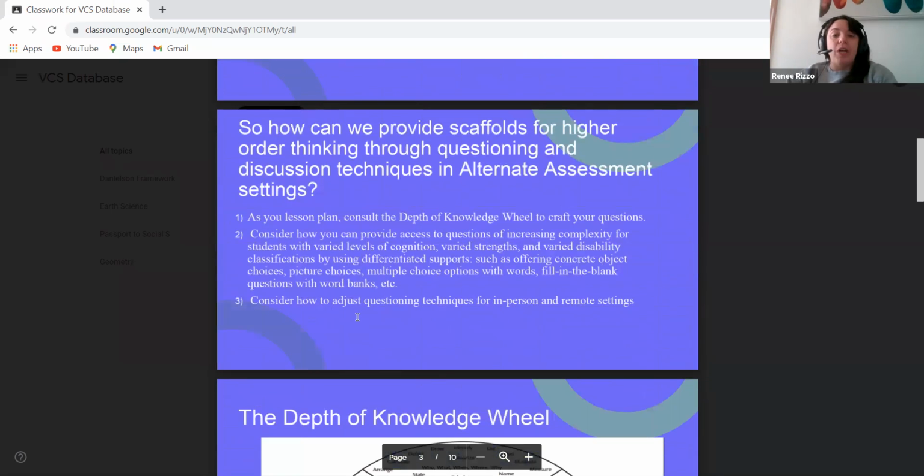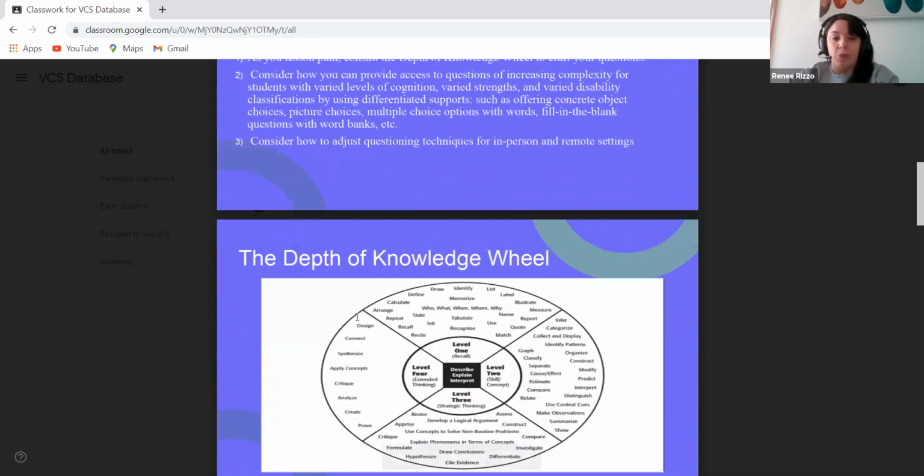So how can we provide scaffolds for higher order thinking through questioning and discussion techniques in alternate assessment settings? As you lesson plan, consult the depth of knowledge wheel to craft your questions. Consider how you can provide access to questions of increasing complexity for students with varied levels of cognition, varied strengths, and varied disability classifications by using differentiated supports, such as offering concrete object choices, picture choices, multiple choice options with words, fill in the blank questions with word banks, etc. Consider how to adjust questioning techniques for in person and remote settings.